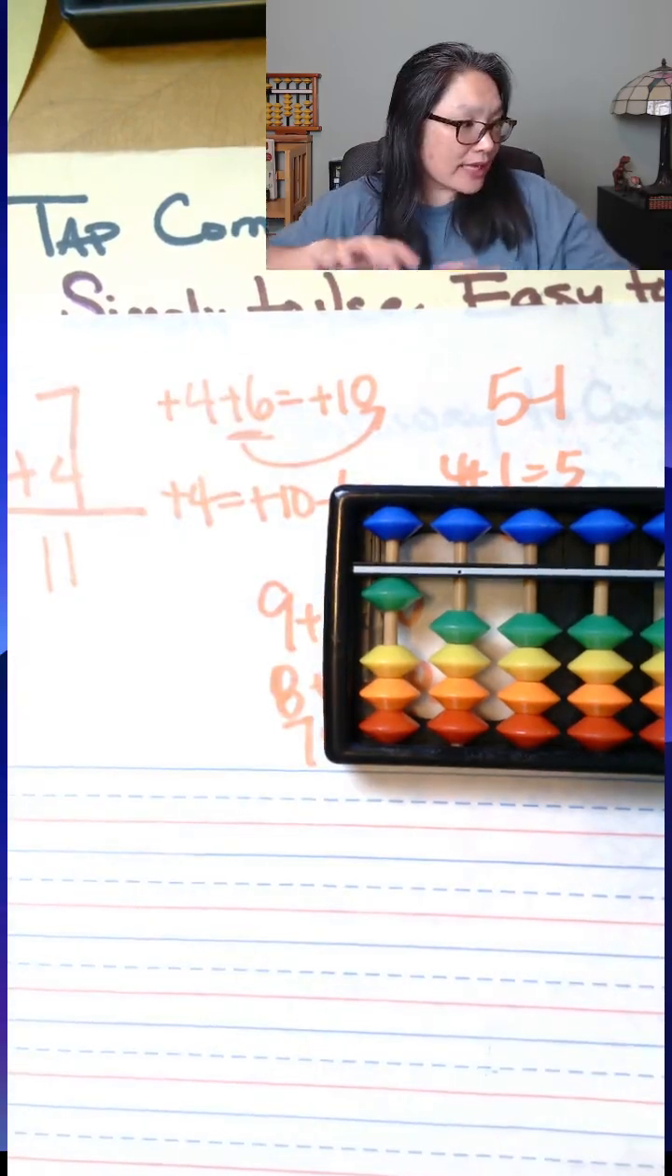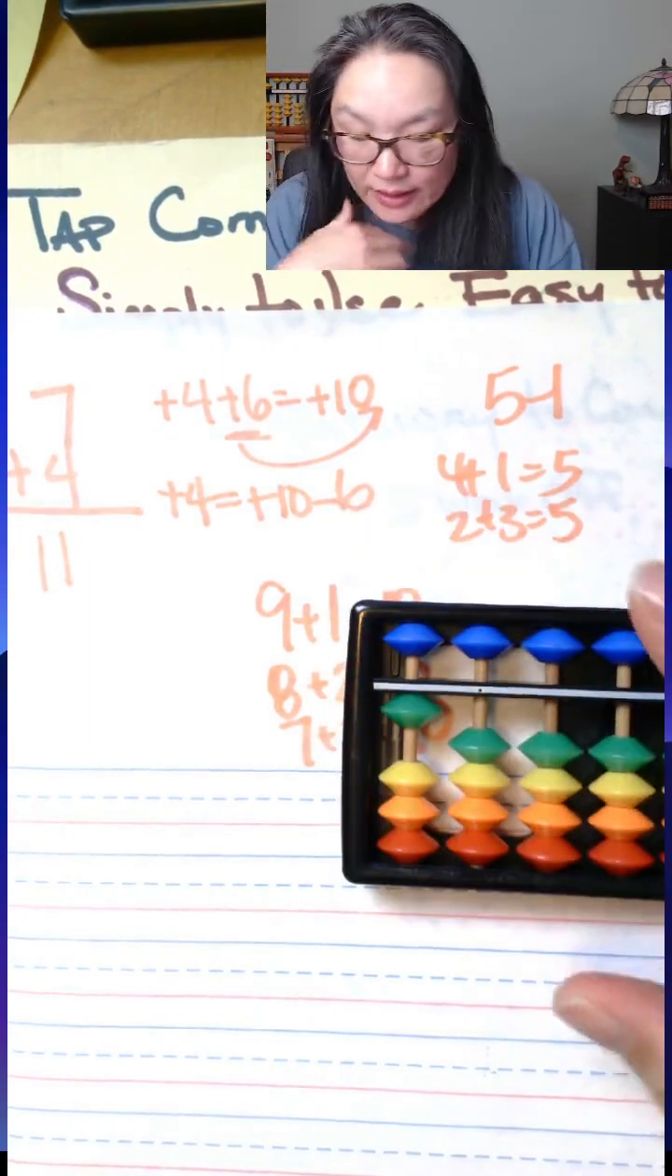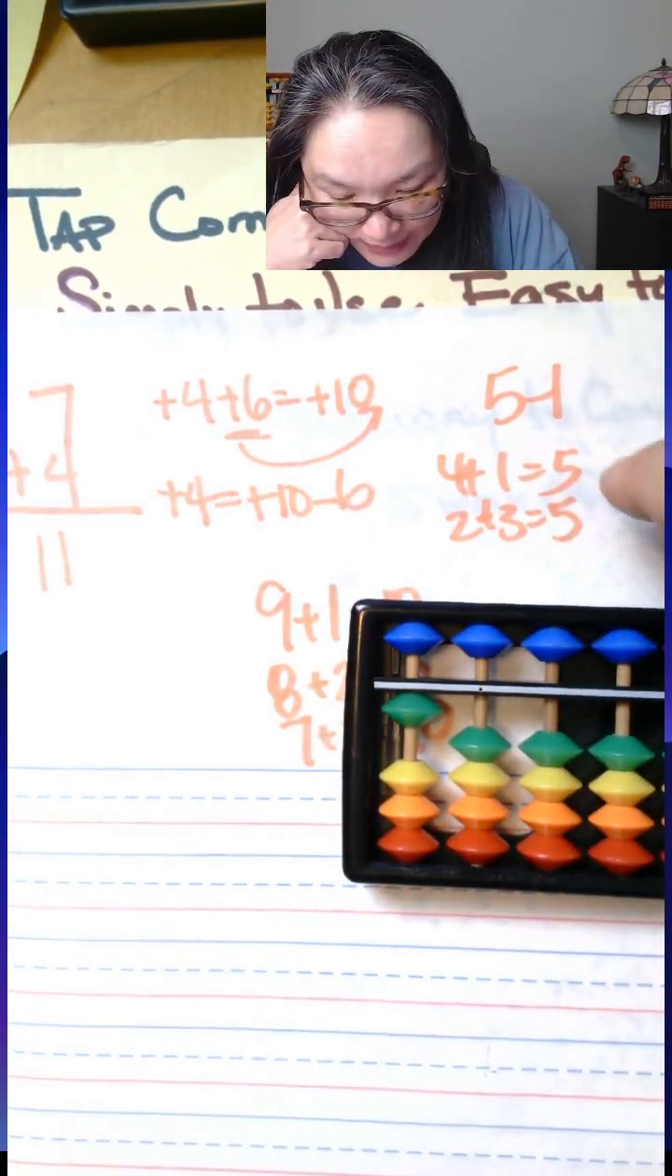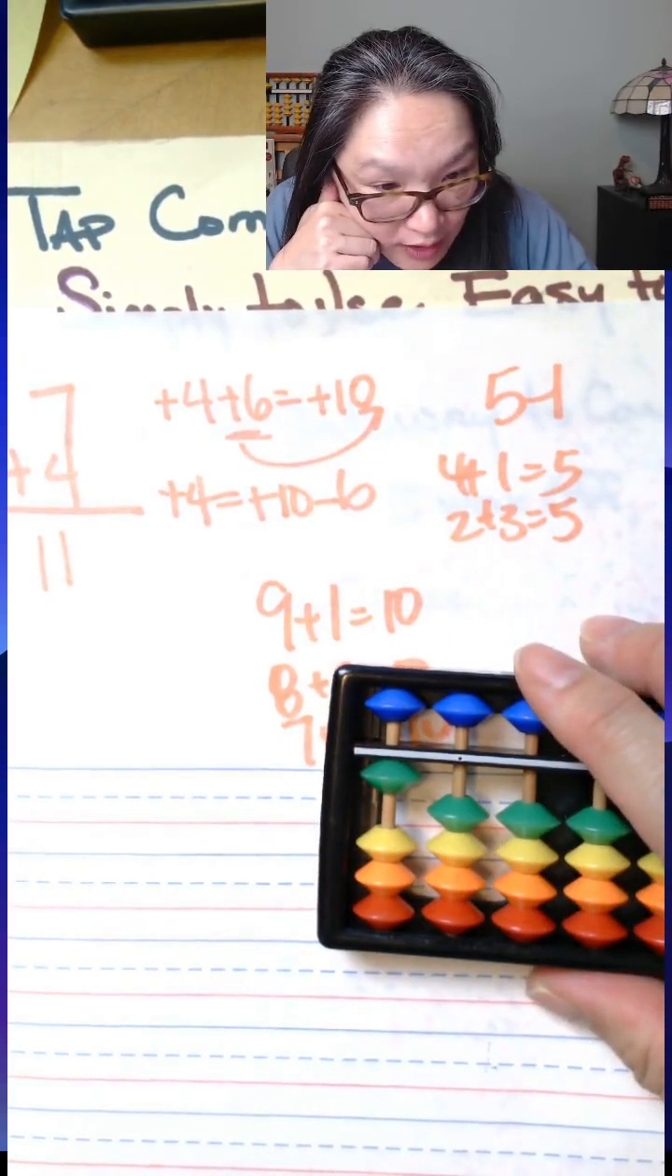So we're learning how to read the abacus. That is a little bit about some history of the Chinese abacus, and then understanding how we do the adding of the 5, making of the 5, and making of the 10. So, first time watching, I've learned a little bit more.